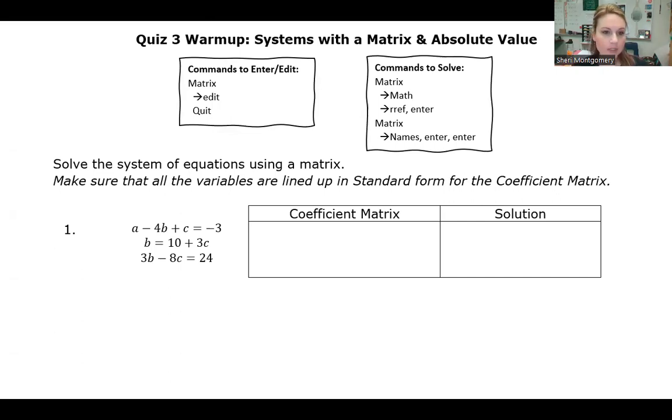Today, we are going to do this quiz day warm up to help get us ready.